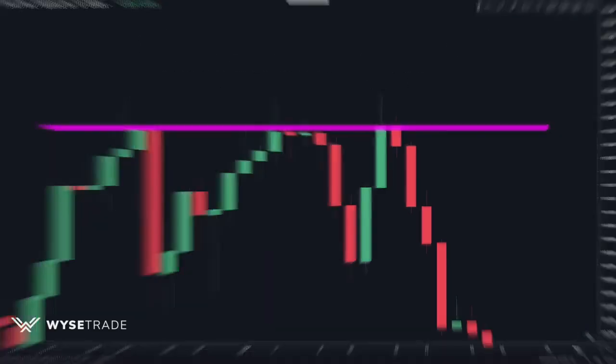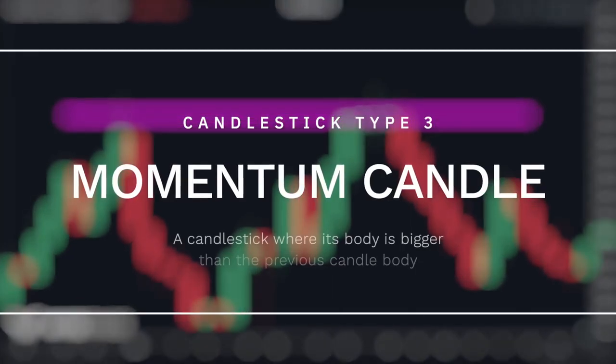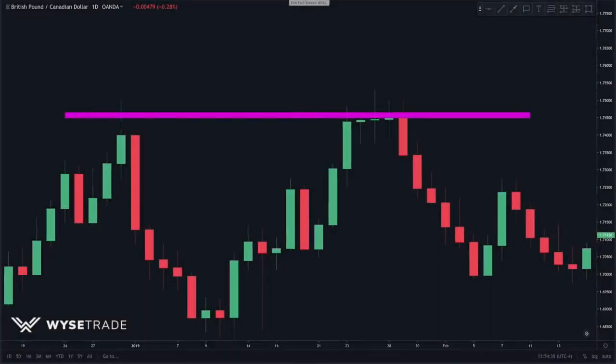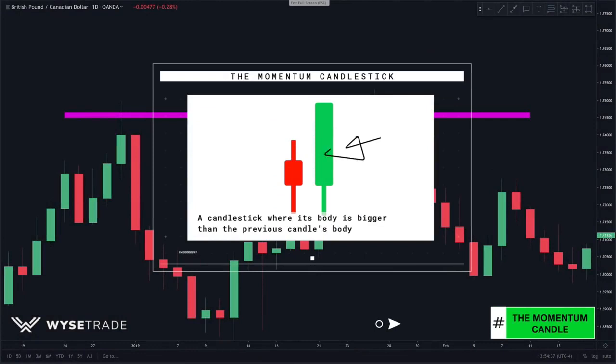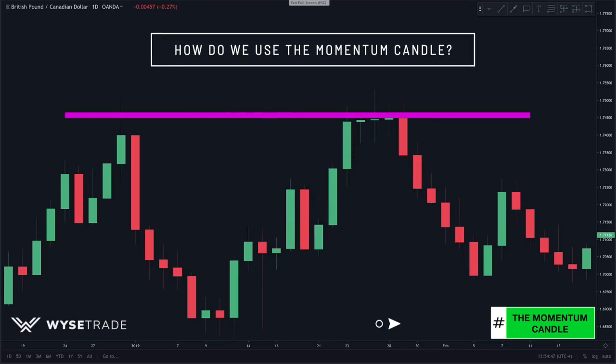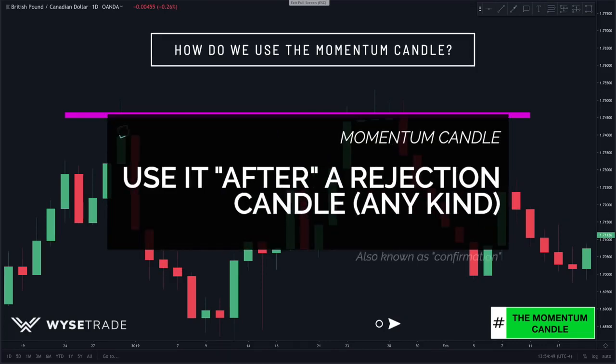Now, moving on. So the third candle type we look for is what we call a momentum candle. A momentum candle looks like this, where the candle body is bigger than the previous candle's body, showing a gain in momentum. So how do we use this candle type? We like to use the momentum candle after any form of rejection candle, such as after a long wick candle or after an inside bar.